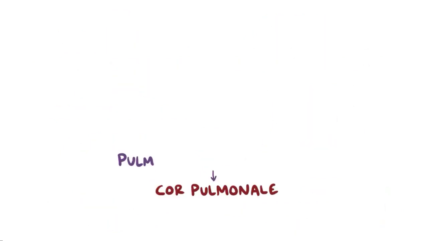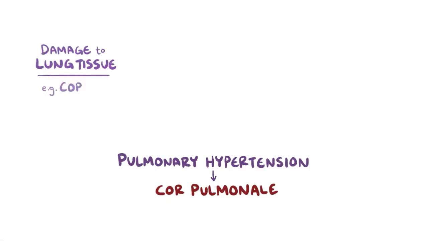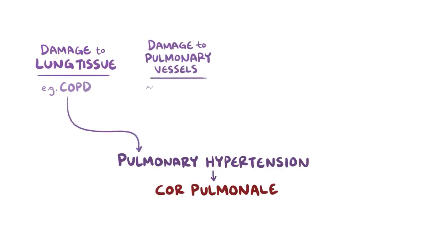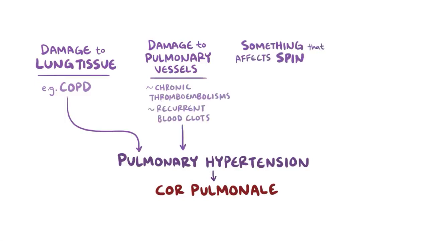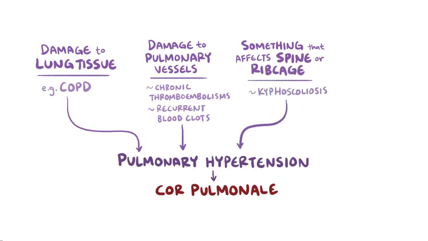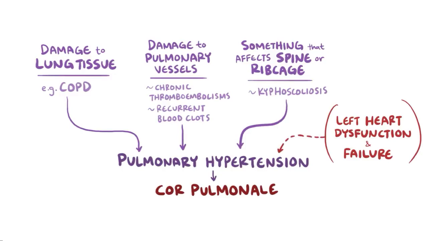Cor pulmonale results from pulmonary hypertension, which typically comes from one of three categories of diseases: something that damages the lung tissue, like chronic obstructive pulmonary disease or COPD, something that damages the pulmonary vessels themselves, like chronic thromboembolisms or recurrent blood clots, and something that affects the spine or rib cage, like kyphoscoliosis, where the spine is curved and the lungs can't fully expand. An important distinction here is that left heart dysfunction or failure can also result in pulmonary hypertension, but this would not be considered cor pulmonale, because the initial problem is with the heart itself, not with the lungs.